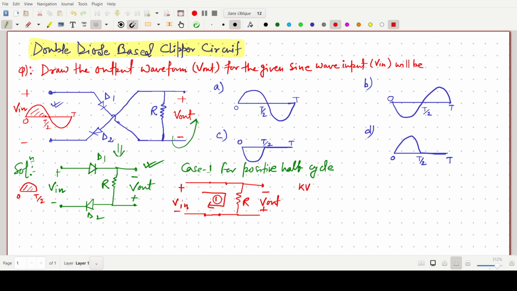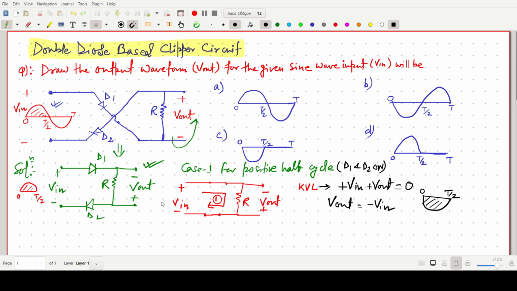By applying KVL, one can write plus V in plus V out equals 0. So V out is simply minus V in. For the positive half cycle, D1 and D2 are on. So the output in this case will be minus V in, for 0 to T by 2.